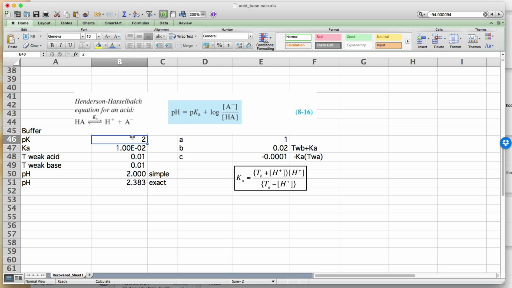We can change this to pKa of 3, and you see these become quite close. And by the time we get to pKa of 4, the difference between the simple and exact solutions is small, because the proton concentration is now 1/10 of a millimolar, and it's a very good approximation that the total weak acid and total weak base equal the A minus and HA concentrations.